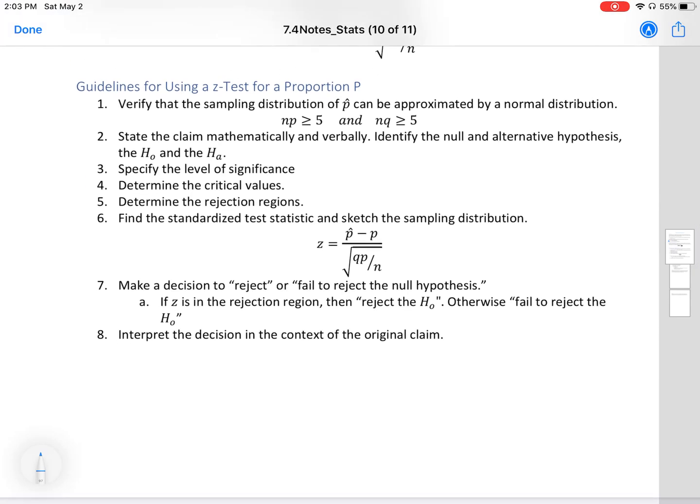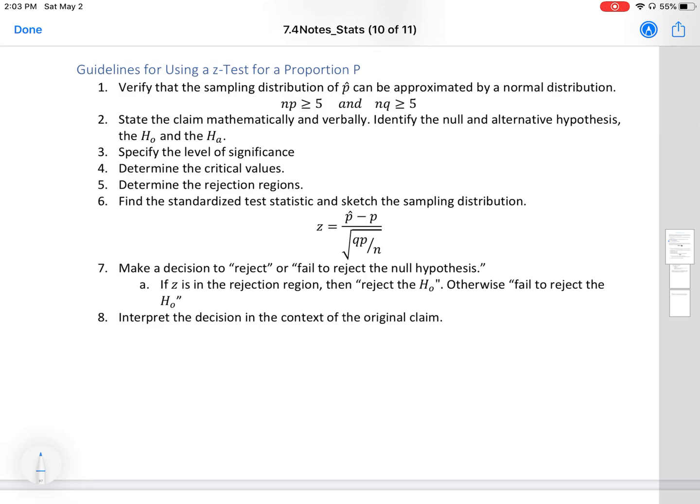And these are your steps if you wish to do it by hand. First, you want to make sure that it's normally distributed, either that statement is given, and if it's not, you want to make sure that n times p and q times n are both greater or equal to 5. With all hypothesis tests, two, you want to state your claim, and from there identify your null and alternative hypothesis. Three, specify the level of significance, your alpha. Four, determine your critical values. Five, determine your rejection regions.